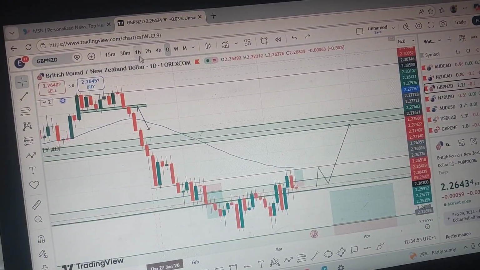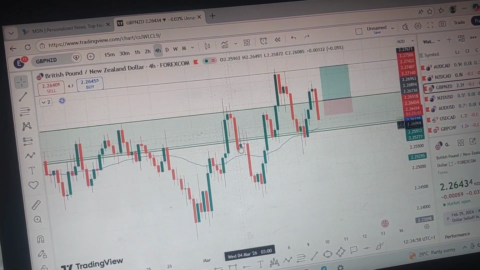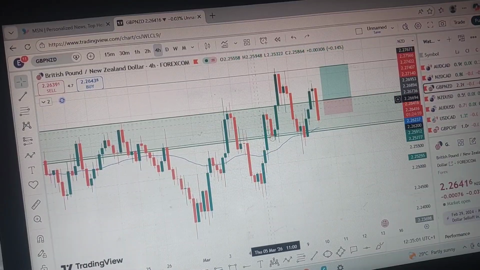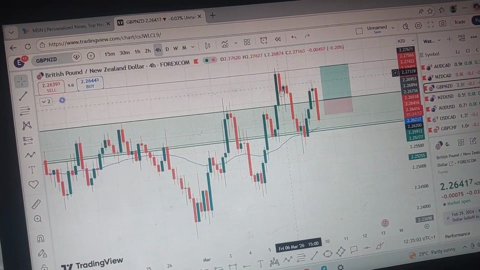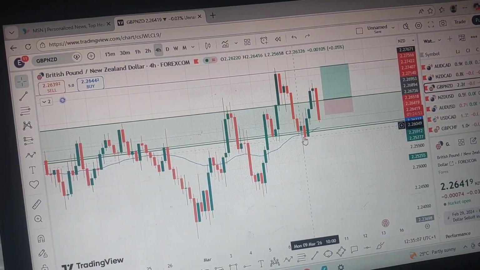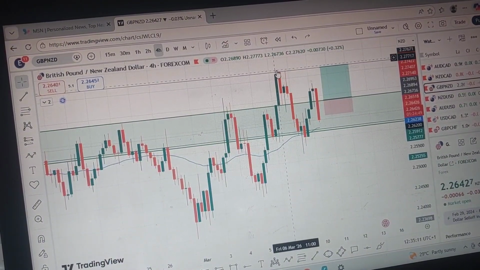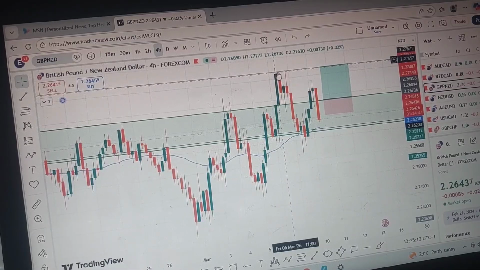So daily bullish. Let's go down to the 4 hours. You can see the 4 hours is bearish. This was the higher low, this was the higher high. Market took it out, shifting this market bearish. So this becomes the new lower low, lower high, sorry guys.